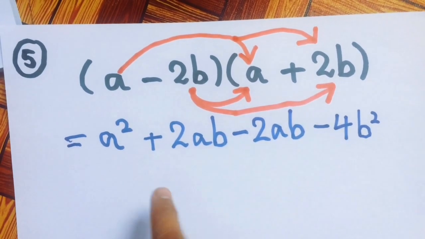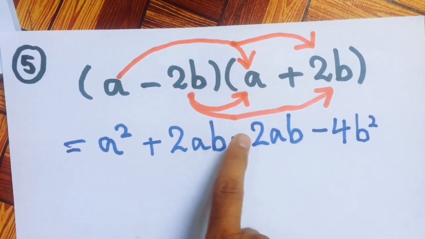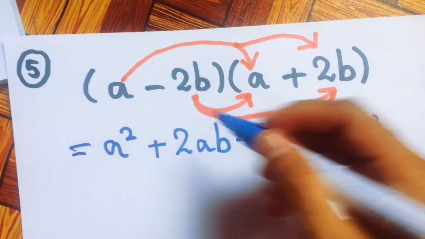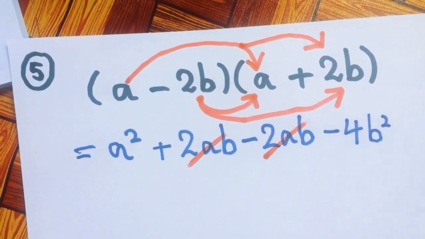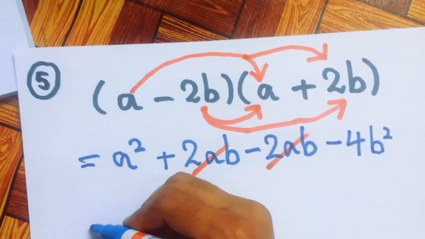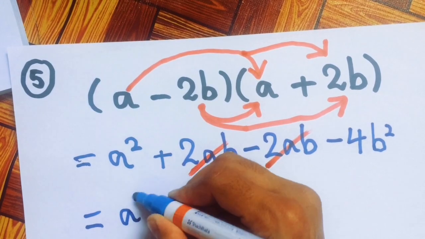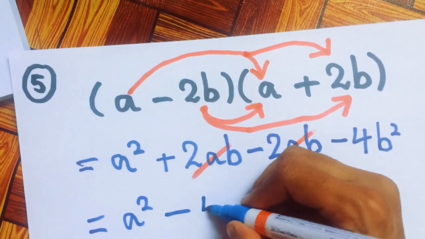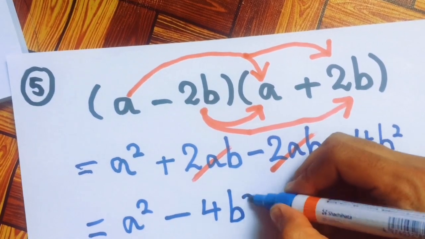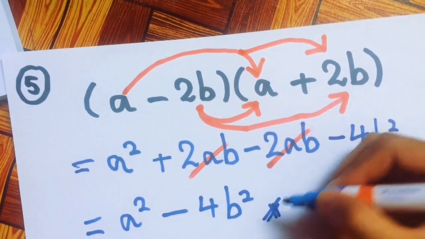Later you have to simplify. So you have 2ab minus 2ab, and these two will be cancelled off. So we're going to cancel this 2. And then finally the answer will be a squared minus, the sign will be in front, so minus 4b squared. Okay, this is the final answer.